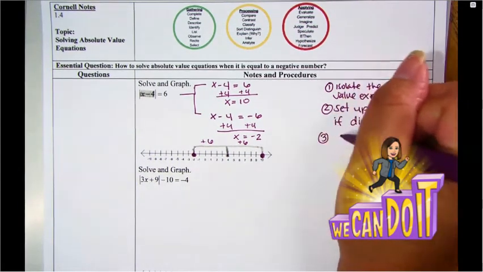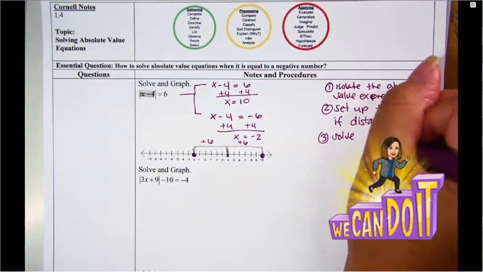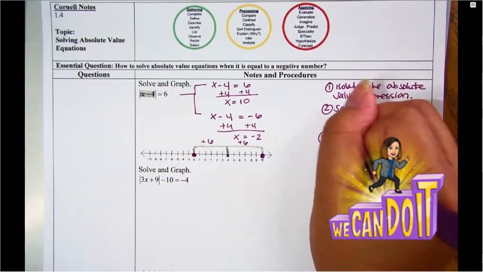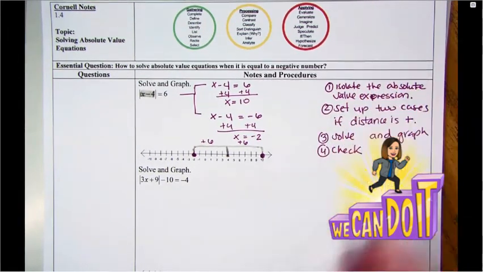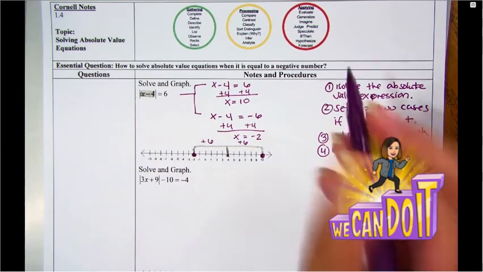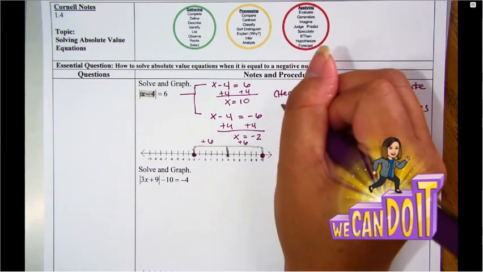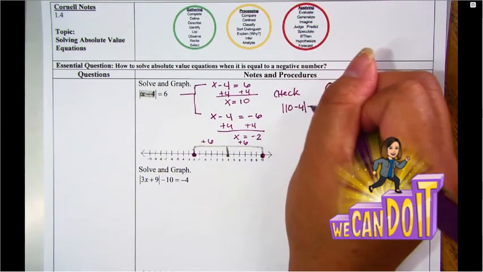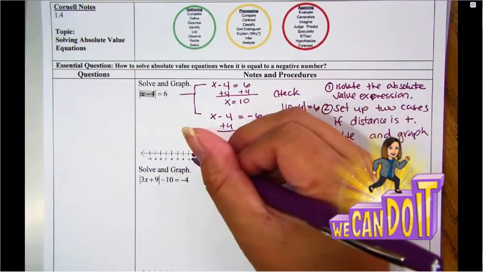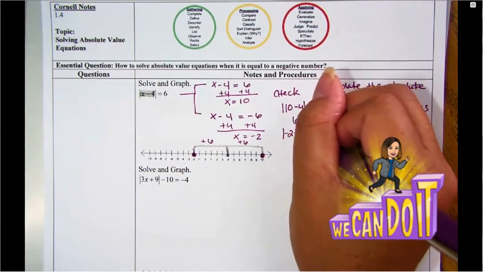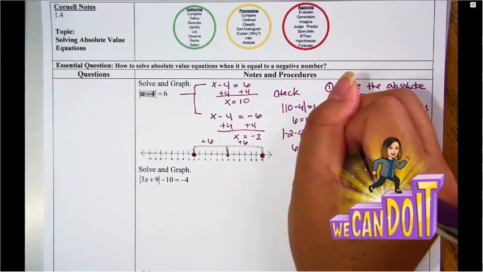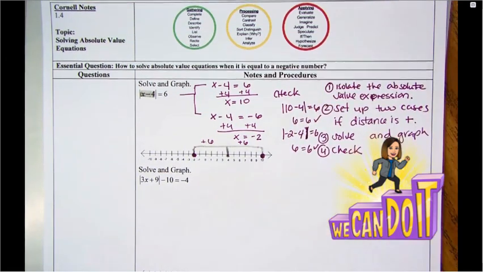So let's go ahead and finish. So we're going to solve and graph. Let's go ahead and check our solution. So we always want to check to make sure that's correct. So if I took this number and take 10, plug it in to here, that would give me absolute value 10 minus 4 equals 6. And that is true. 6 is equal to 6. If I plug in negative 2, that should also be equal to 6. And that's true. So I'm checking my solutions there.